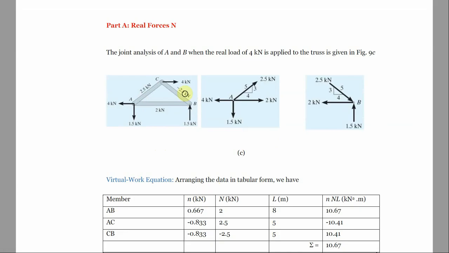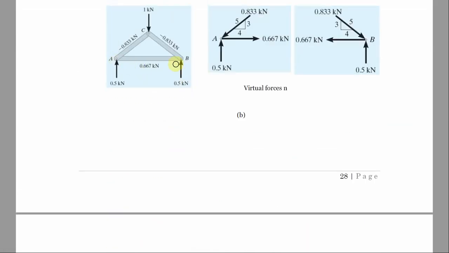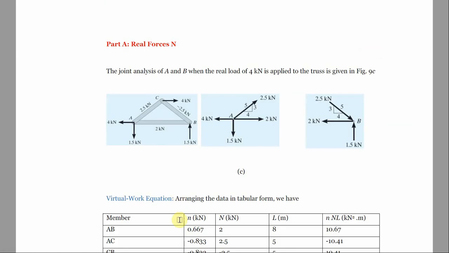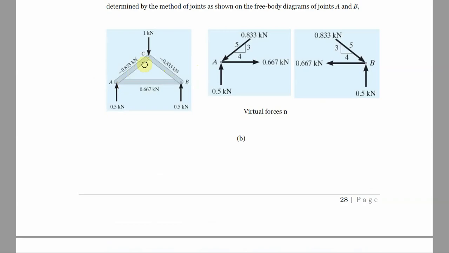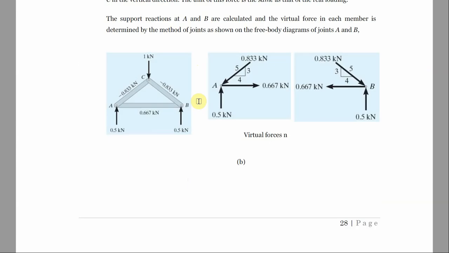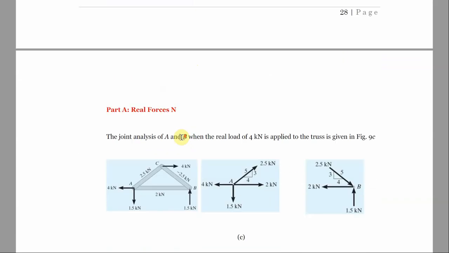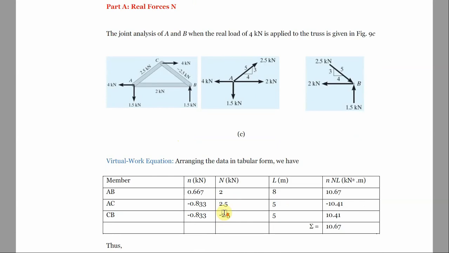Now, for the virtual work, under member AB, what is its value? Member AB is 0.667. You put it down, 0.667. Member AC is minus 0.833. Member CB is minus 0.833 too. You put it down. Now, the same thing we did for the virtual, we are going to do it for the real load situation, or real force situation. We put this one down. We have 2, we have 2.5, we have minus 2.5.